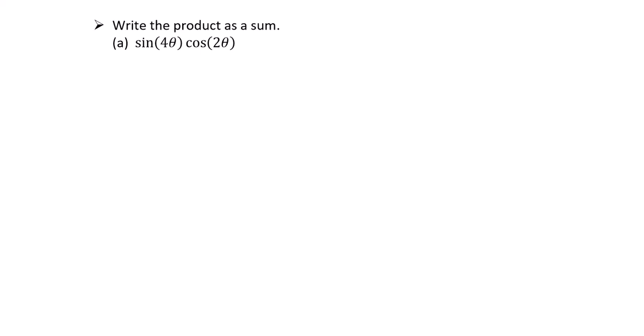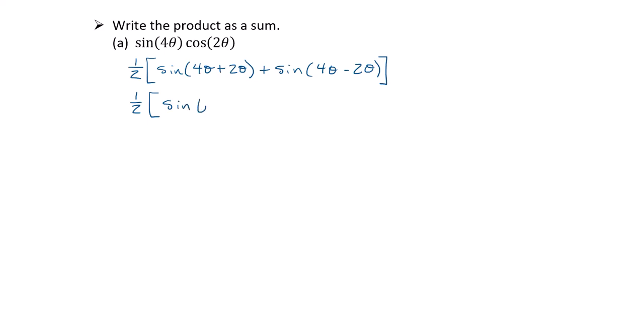Write the product as a sum. Sine of 4 theta times the cosine of 2 theta. This is going to be 1/2 times the sine of 4 theta plus 2 theta plus the sine of 4 theta minus 2 theta. Simplifying, I'll get 1/2 times the sine of 6 theta plus the sine of 2 theta.